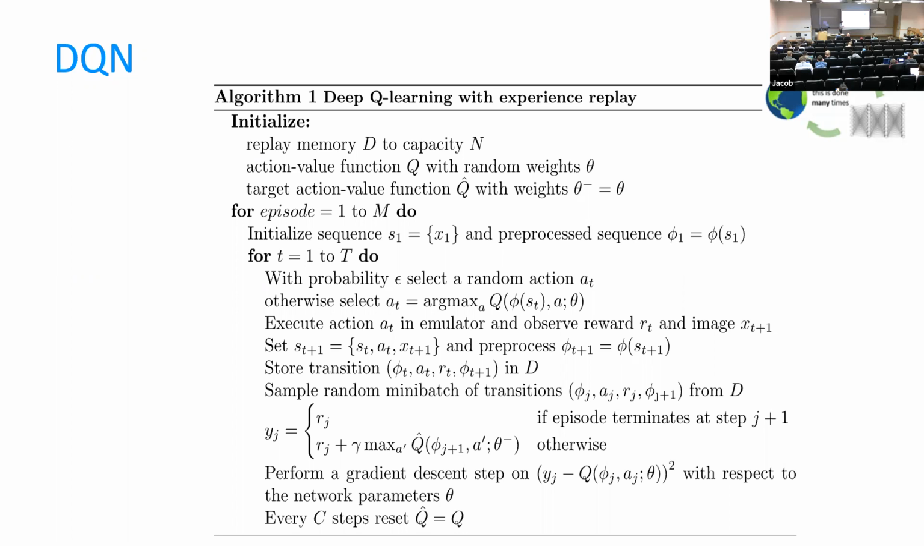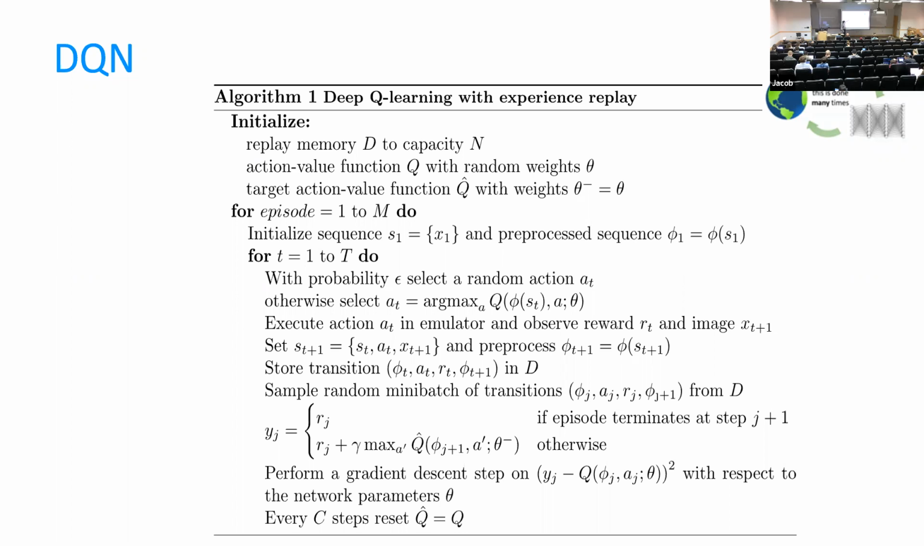Okay, so then we're going to initialize what we will call M episodes. Each episode is an interaction with the environment. And we're going to initialize a sequence S1 of state action pairs and a preprocessed version of that, phi1. You can think of phi1 and S1 as basically being the same thing. Phi1 is just some feature extractor.